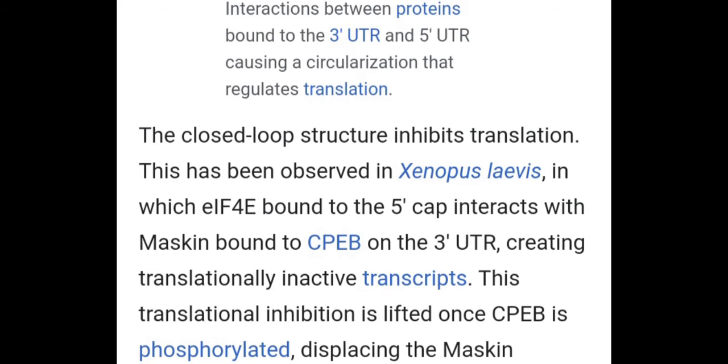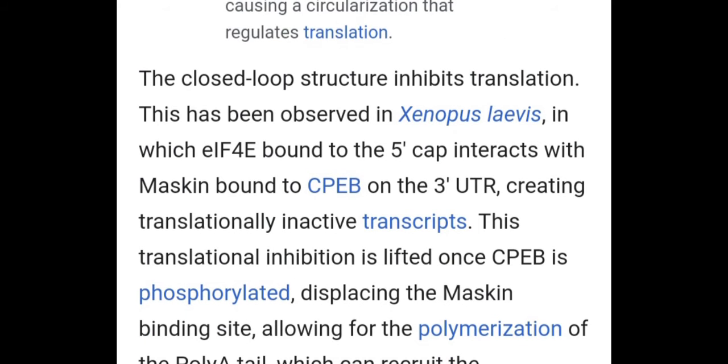Okay, normally what does it do, let us see. It is saying that EIF4E, which is a eukaryotic translation initiation factor, binds to the 5 prime cap and it interacts with the masking protein bound to CPEB on the 3 prime UTR. What is masking? Masking is a protein factor. It is a CPEB associated protein factor. That means masking is a type of protein factor which is associated with CPEB.